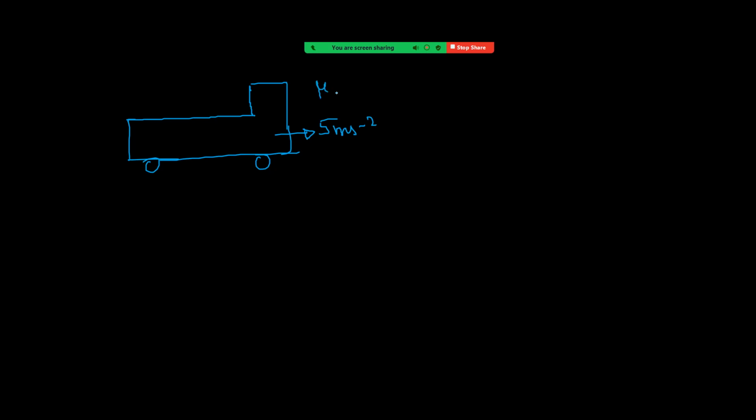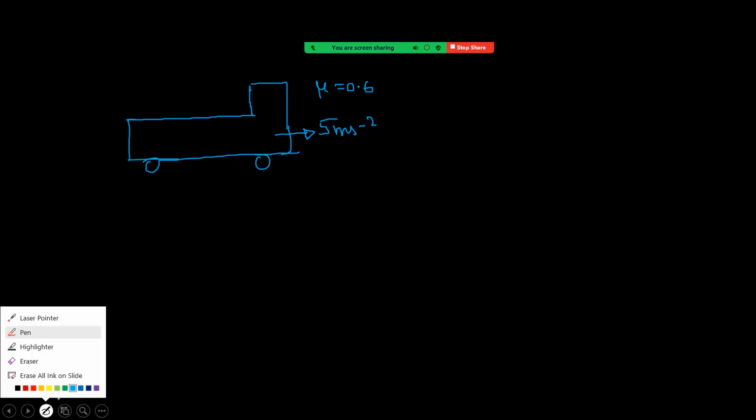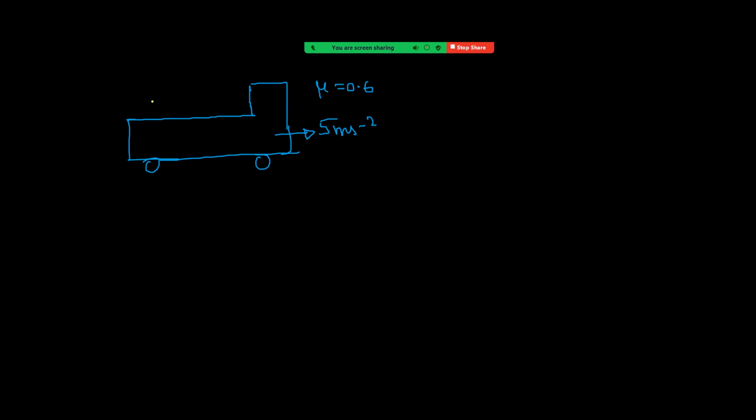Given mu value. So mu in the sense it is mu s, it is mu k, both are same. If nothing is mentioned, mu value 0.6. Now there is a block in the truck. Its mass is given as 1 kg. So we have to calculate now the frictional force.